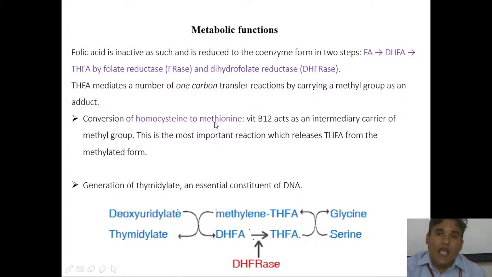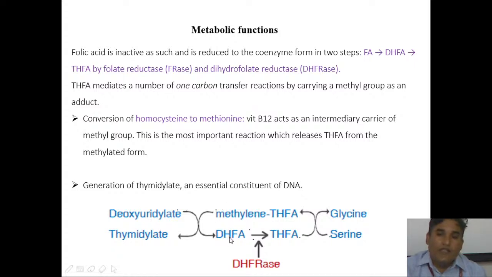methionine, and vitamin B12 acts as an intermediary carrier for the methyl group. This is the most important reaction for the release of tetrahydrofolic acid from the methylated form. Here you see generation of thymidylate, a basic constituent for DNA synthesis. Deoxyuridylate gets converted into thymidylate.